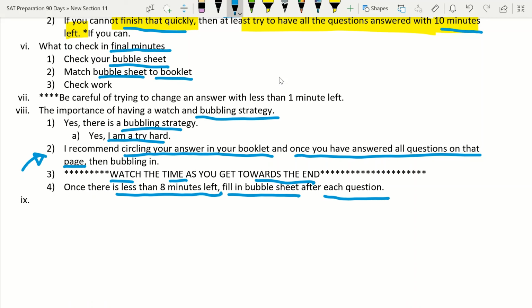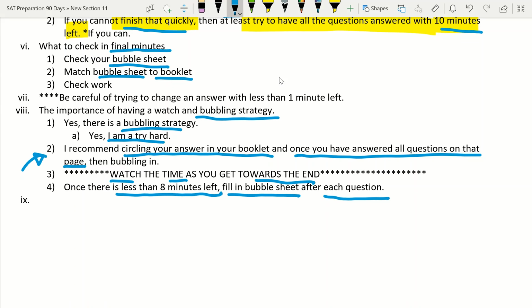Just because when there's 8 minutes left, at that point, I don't want to end up in a situation where I have 3 answers in my test booklet and they're all correct, but I just run out of time to transfer them to my bubble sheet. So that's what I'm looking to avoid there. So that's one thing that I would keep in mind for that.